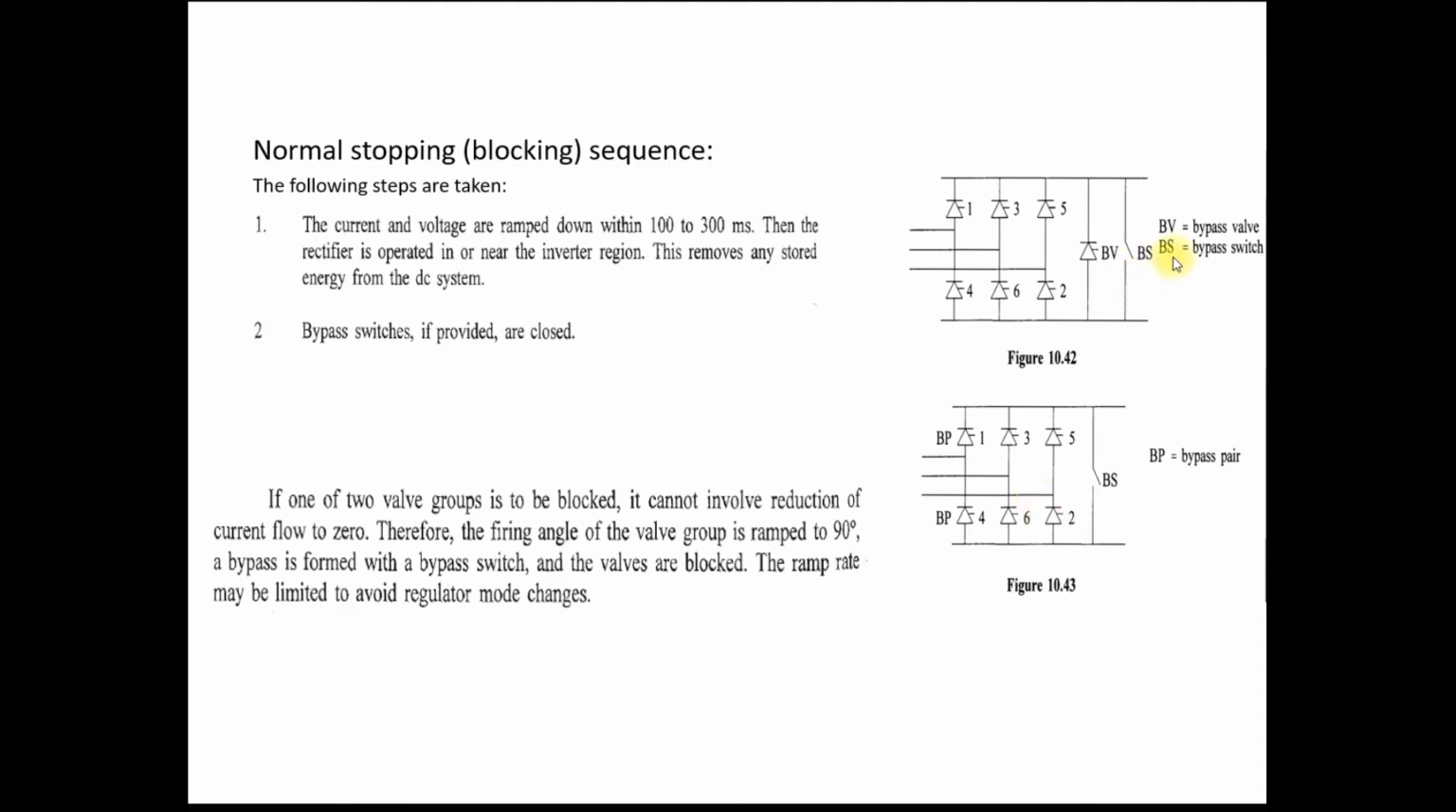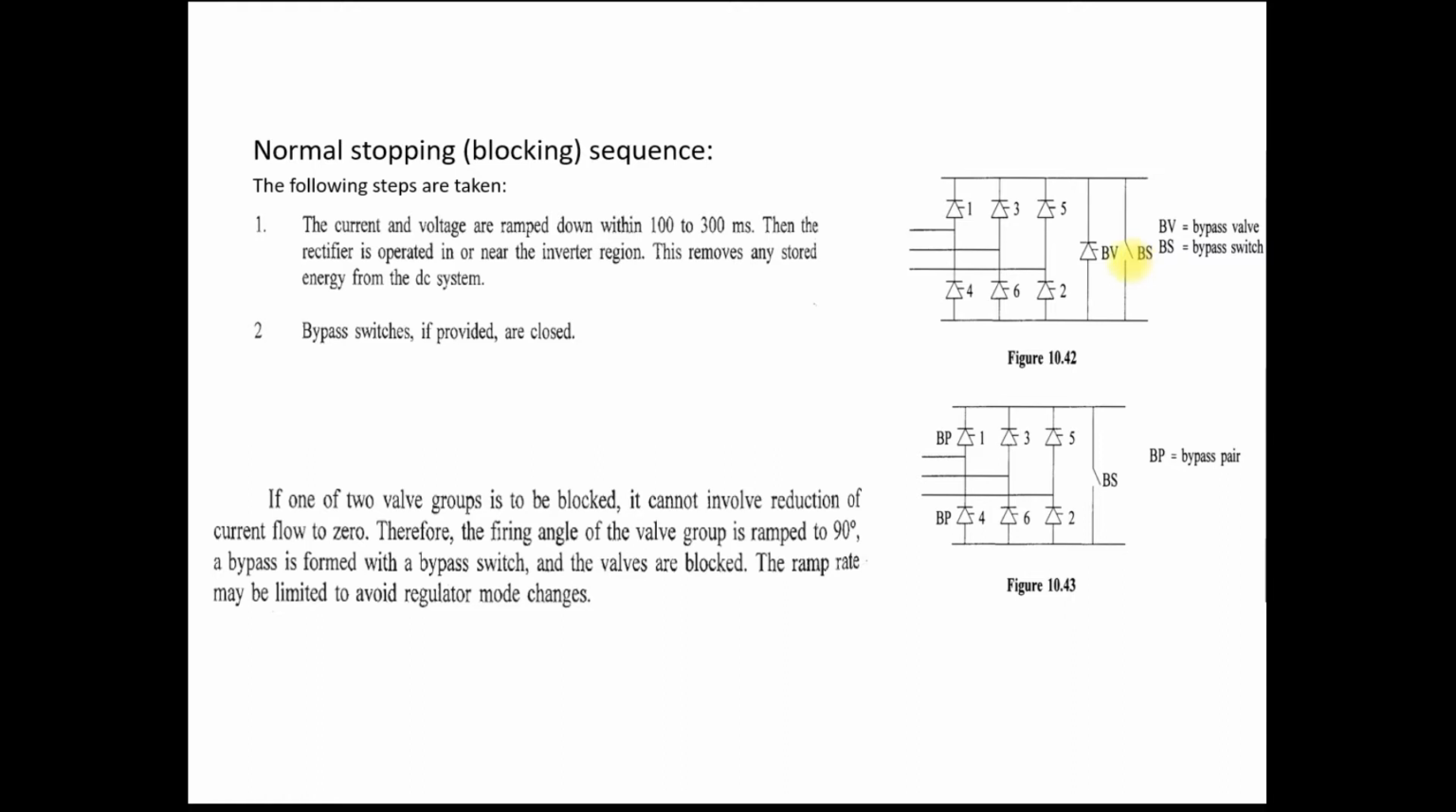So here you use the bypass valve as well as the bypass switch. Whenever we require the stopping of the HVDC system, remove all the gate pulses of this switch. At that time, provide the gate pulses to this bypass valve so that the current from the bridge transfers to this bypass valve. So current is flowing from the supply through the bypass valve and the DC side. So no overvoltage is created at the DC side. After that, remove the gate pulse of the bypass valve and close this bypass switch, so the current is transferred from the bypass valve to the bypass switch. Clear? So again, no overvoltage is created.